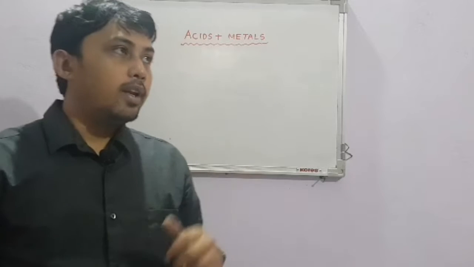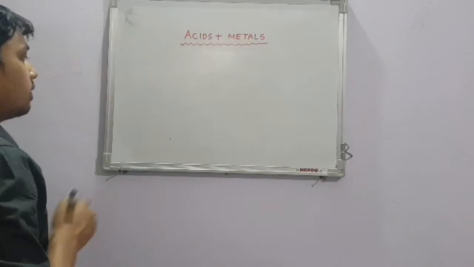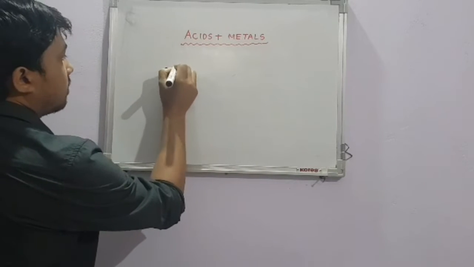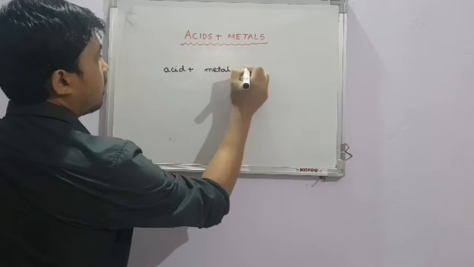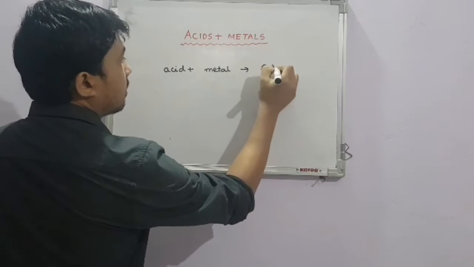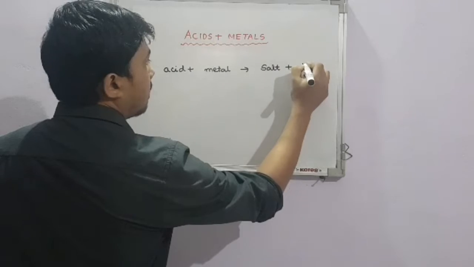Alright. So whenever you take an acid and allow it to react with a metal, this is the general equation. If you take an acid and allow it to react with a metal, what you are going to get is a salt plus hydrogen gas.